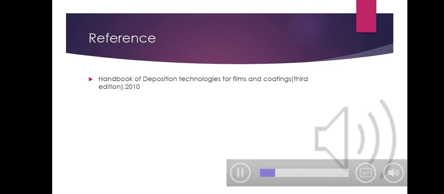And lastly, I referenced this website, that is the Handbook of Deposition Technologies for Films and Coatings, 3rd edition, 2010.